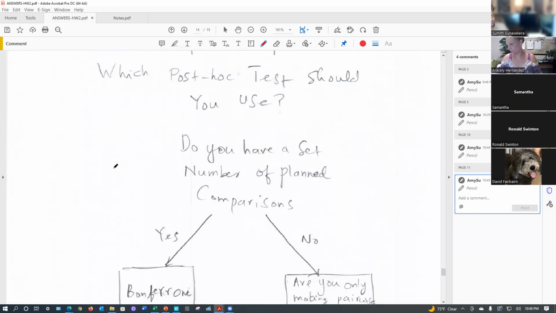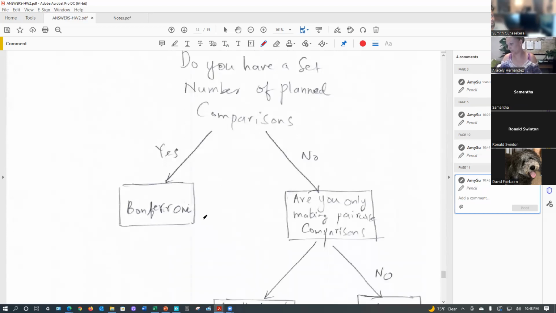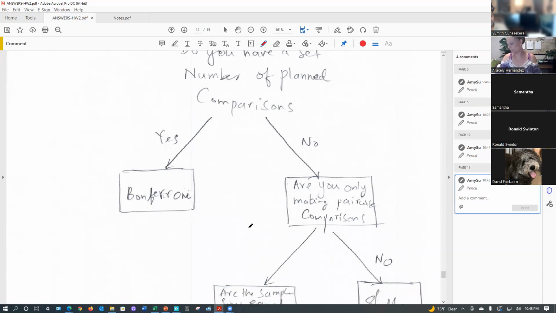Okay, it goes like this way. Do you have a set number of planned comparisons? If you have planned comparisons, yes, you use the Bonferroni. If not, then you have to ask, are you making a pairwise comparison or not?